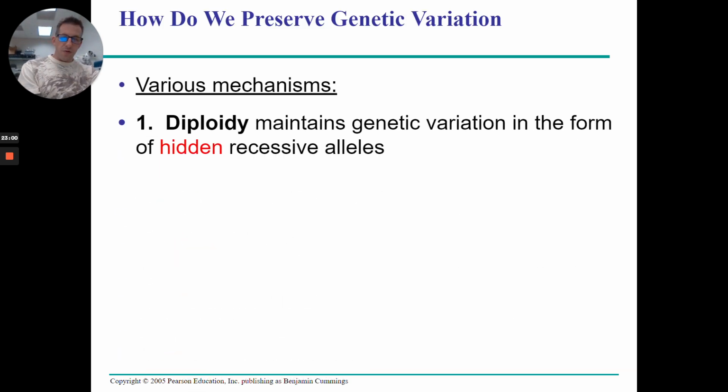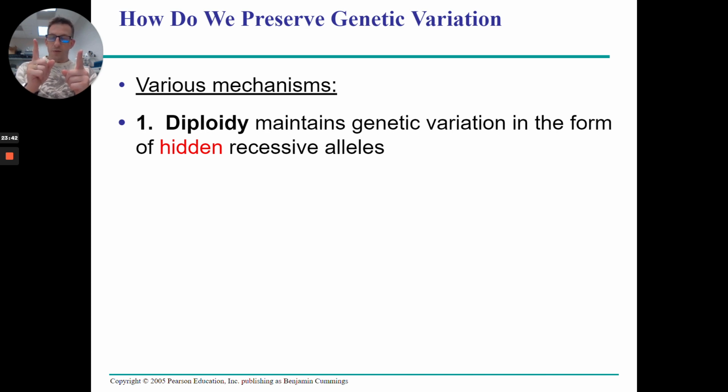So how do we preserve genetic variation if it is so important? I just got done literally 10 seconds ago telling you how important variation is in a population. How do we maintain it? Well, there's a couple of ways that the way we pass on our genetics just kind of inherently keeps that variation alive and well within us. Okay, number one, diploidy maintains genetic variation in the form of hidden recessive alleles. Okay, so being diploid, meaning that we have two copies of a trait. We got one from mom and we got one from dad, if you recall that.